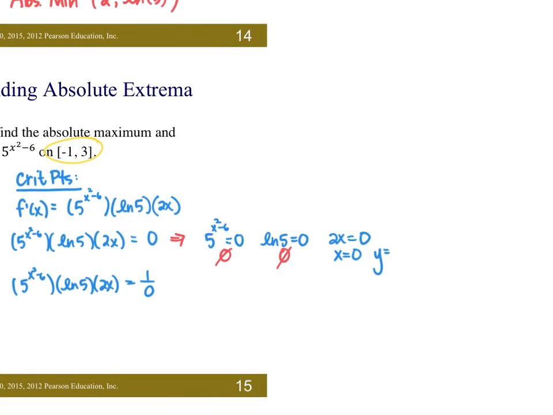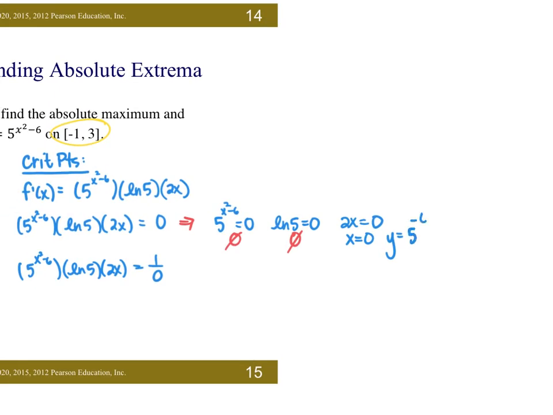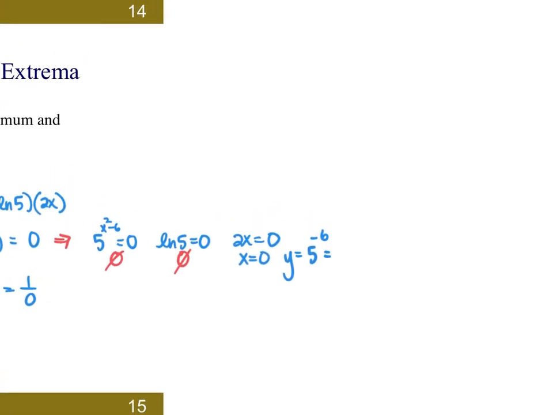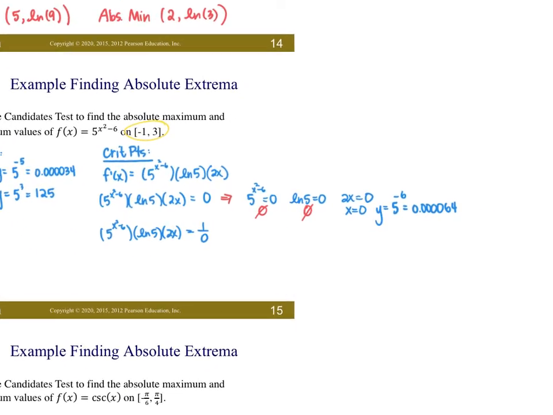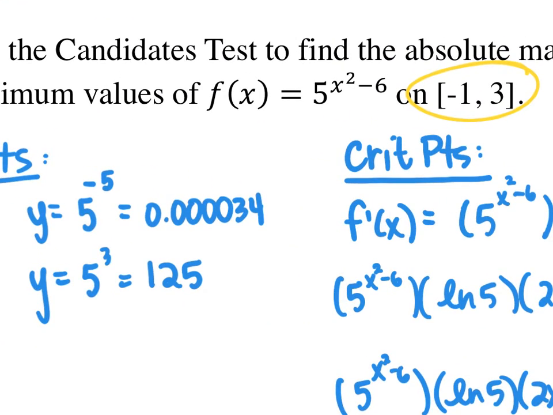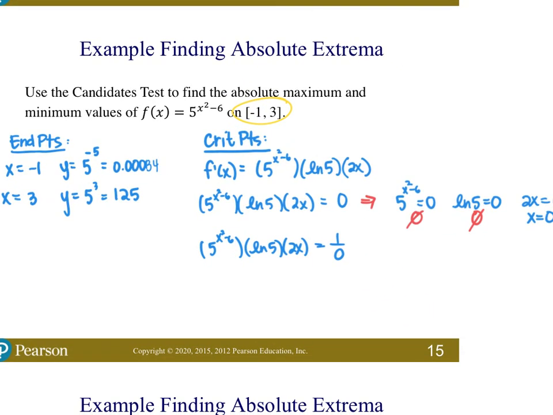So if I plug 0 into the original function, I get 5 to the -6, which is another really small number. It is 0.000064. Okay, let's see. I think, let me count. How did I do here? Oh, I have too many zeros in this one. Let's fix that. There should only be 3 zeros. Okay.